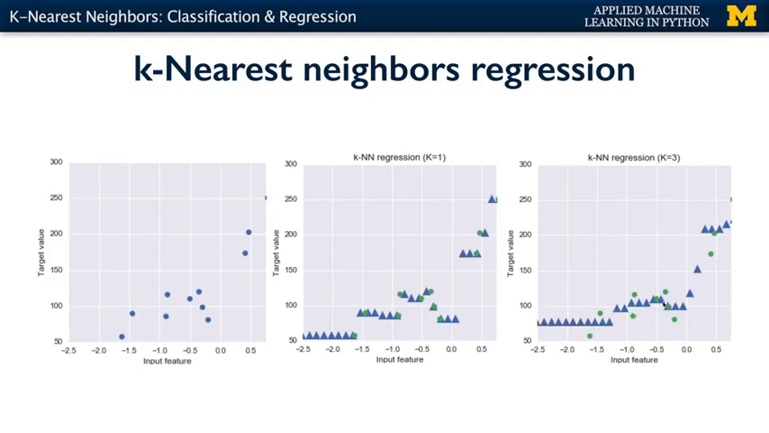Similarly, if we have a query point that is here, then the 3 nearest neighbor points are here, here, and here. And the average target value of these 3 training points is something like this.